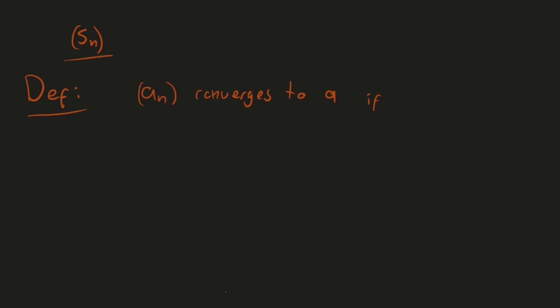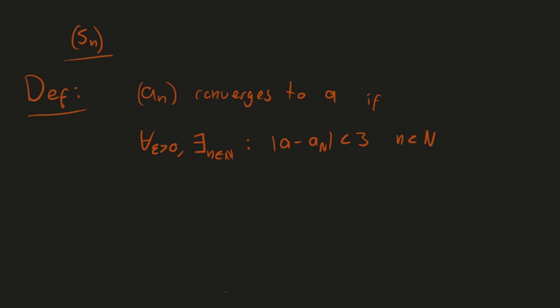If for all epsilon greater than 0 there exists an N being an element of the natural numbers such that a_n minus a is less than epsilon whenever capital N is greater than little n.